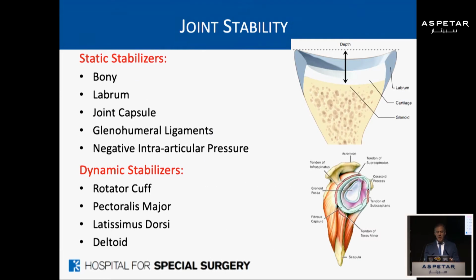A couple of things help stabilize the shoulder, and these are going to factor into our decision. It's key to have a good understanding of them because it's really going to factor into whom we decide to treat and how we decide to treat those patients with instability. Obviously, there are the static stabilizers, the bone and the labrum, the capsule, and then the more dynamic stabilizers, the rotator cuff, pec, lat, and deltoid.